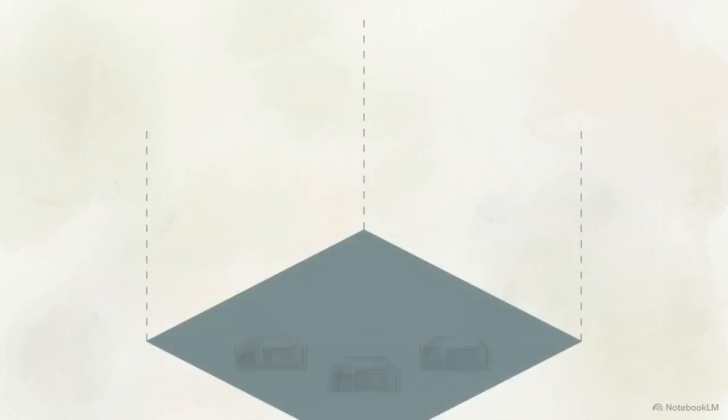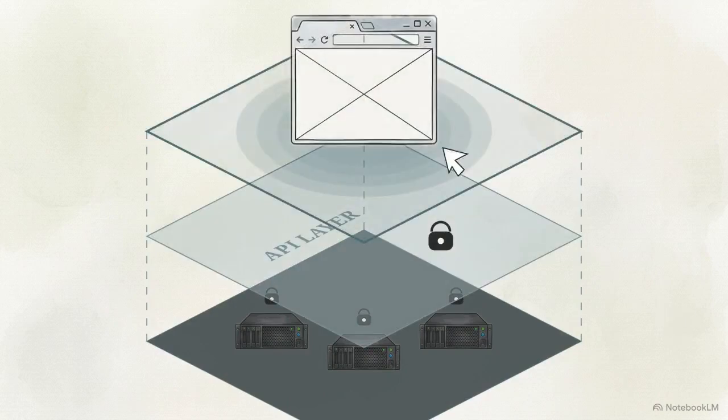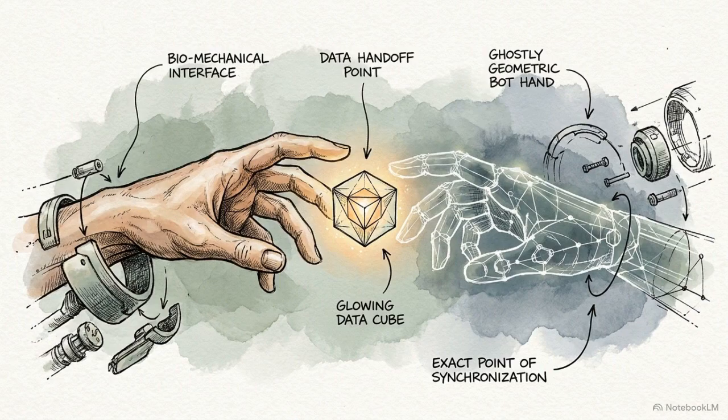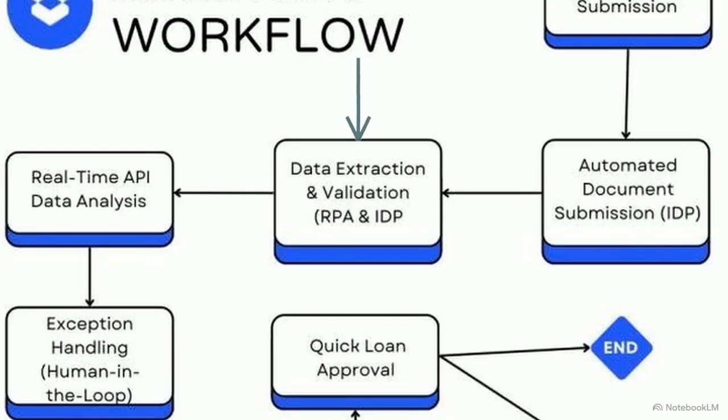By deconstructing this exact workflow, we can isolate the mechanical constraints of RPA, examine how it operates precisely at the user interface layer, and see how engineers design the necessary handoffs between deterministic code and human cognition. Looking closely at this specific node, data extraction and validation, we find the critical bottleneck. Incoming customer applications must be read and entered into the bank's internal mainframe.